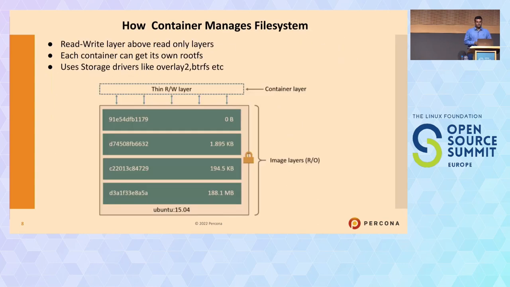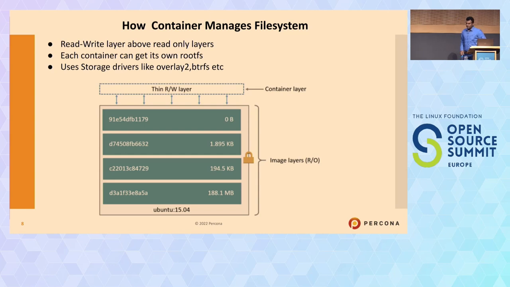The second thing, as I said, is that every container should have its own file system. How do we make that possible? Any container is basically a set of image layers. When you pull a container, you're pulling a set of layers, meaning container images. When you run a container, it creates a thin read-write layer on top of the stack of read-only layers.